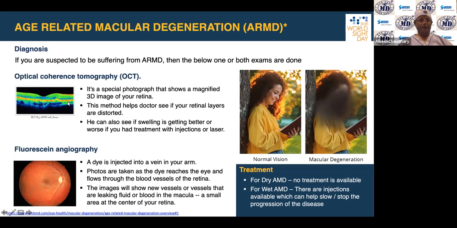And then if there is a leakage, we can use anti-VEGF injection, which can help in improving the eyes, retaining the vision and preventing further loss of vision. And thirdly, another investigation for ARMD is fluorescein angiography, where we can see the leakage.